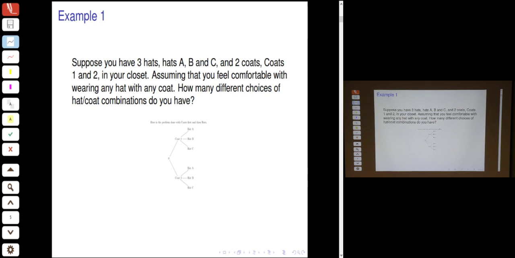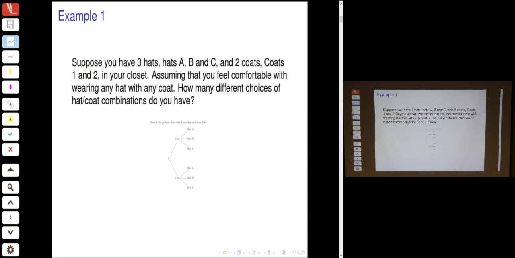Now the question is how many different choices, how many different combinations do you have? Okay, let's do it slowly. For the coat, you have 2 choices, right? 1, 2. So we draw it like a tree. This is choice 1, this is choice 2. Now for each choice of coat, you can choose different hats, right? So for this node, there are a further 3 branches here. The same for the second choice. You also have another 3 choices.